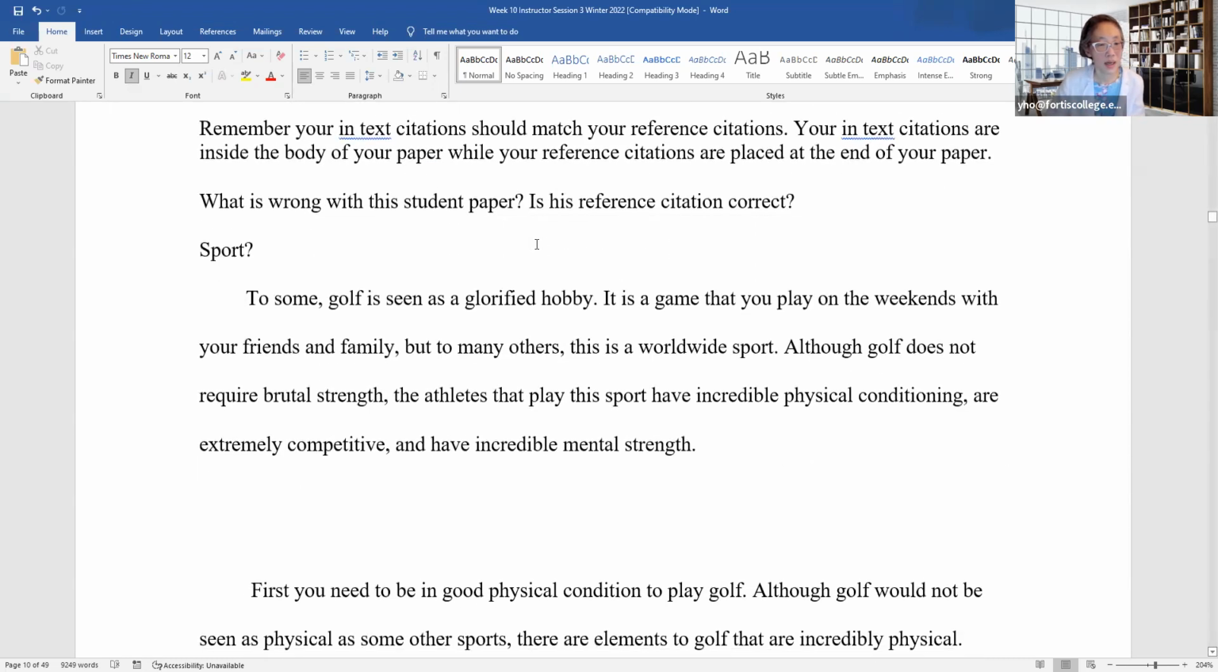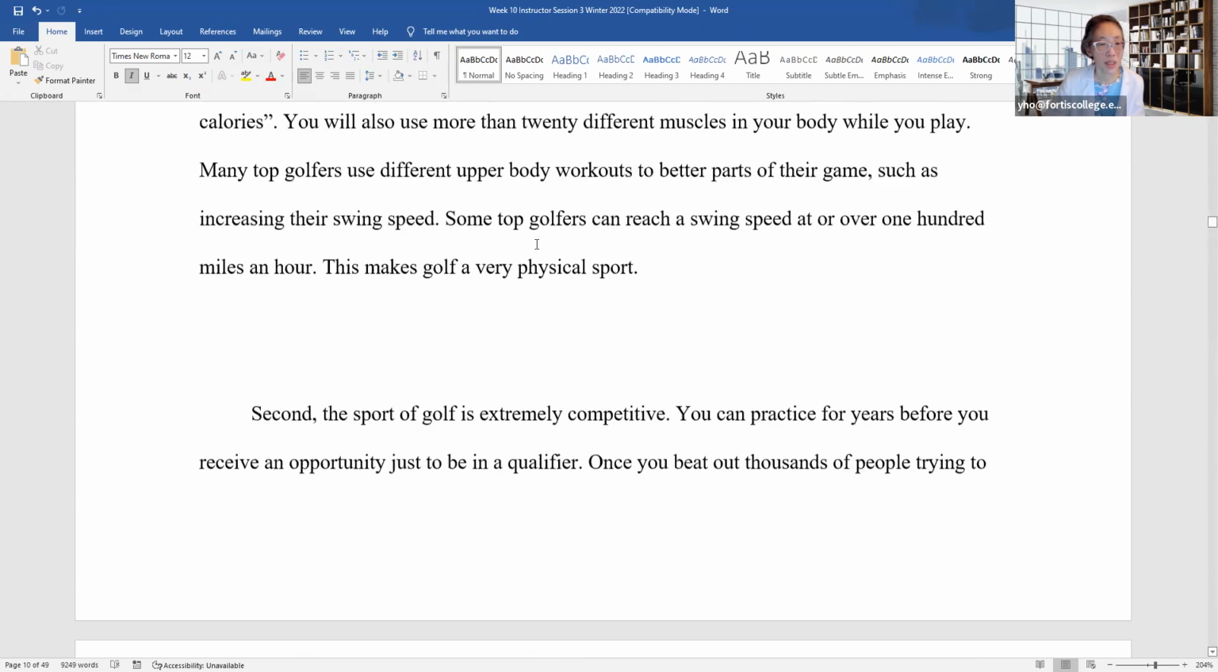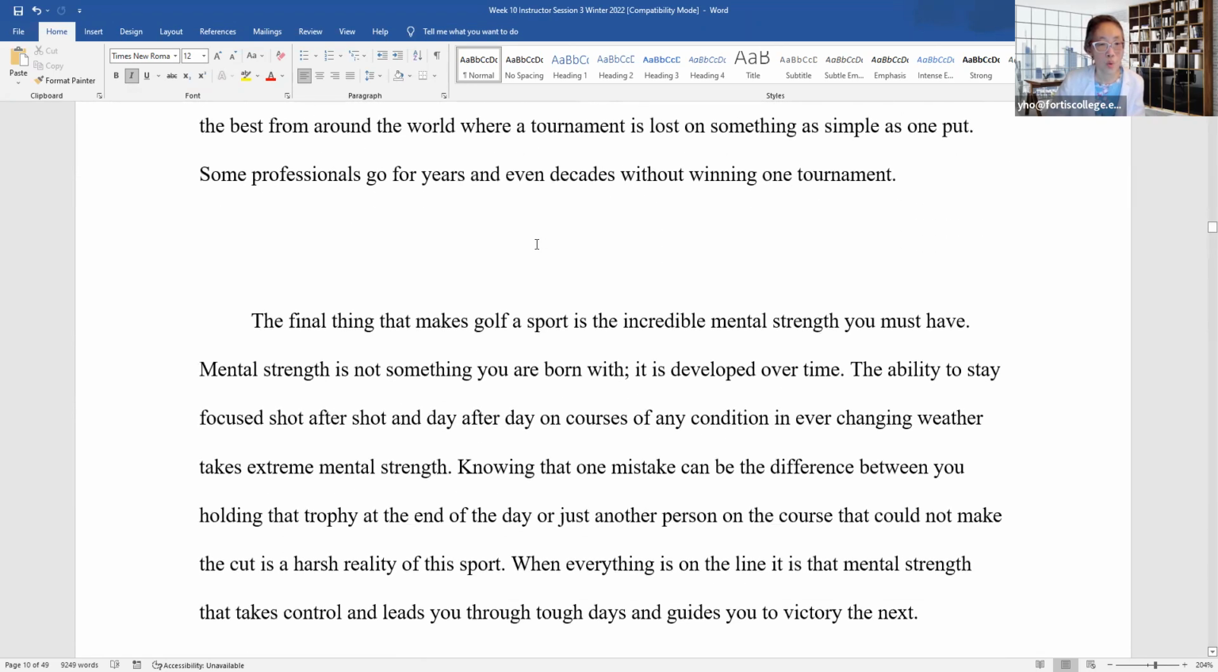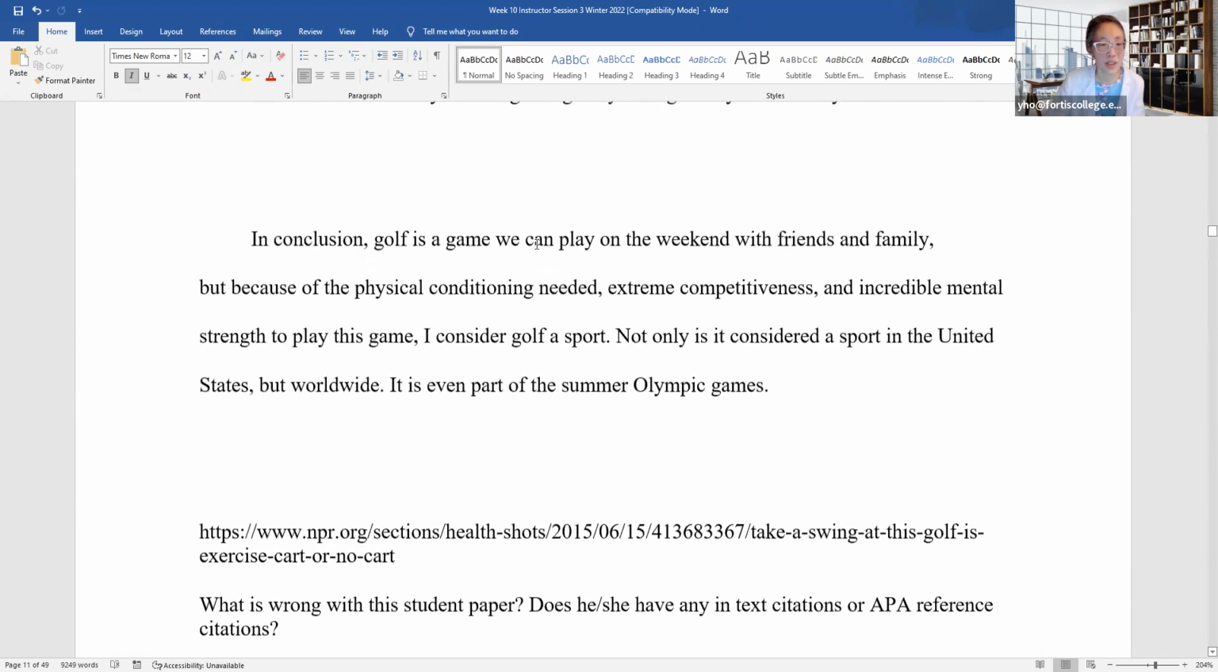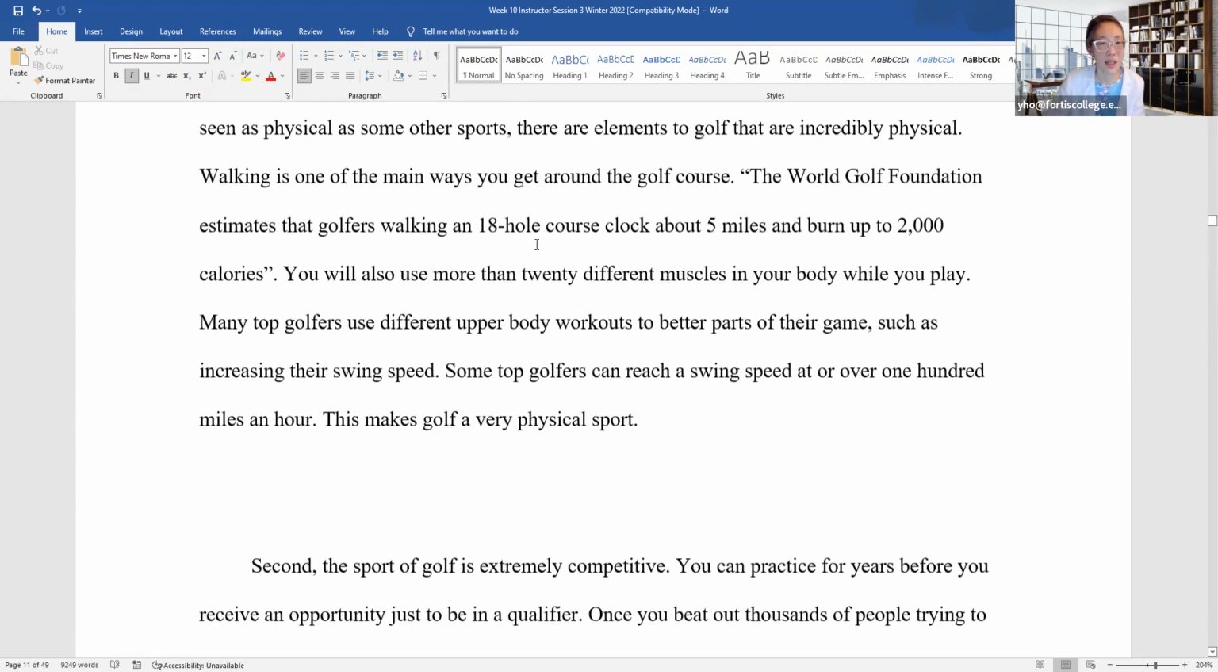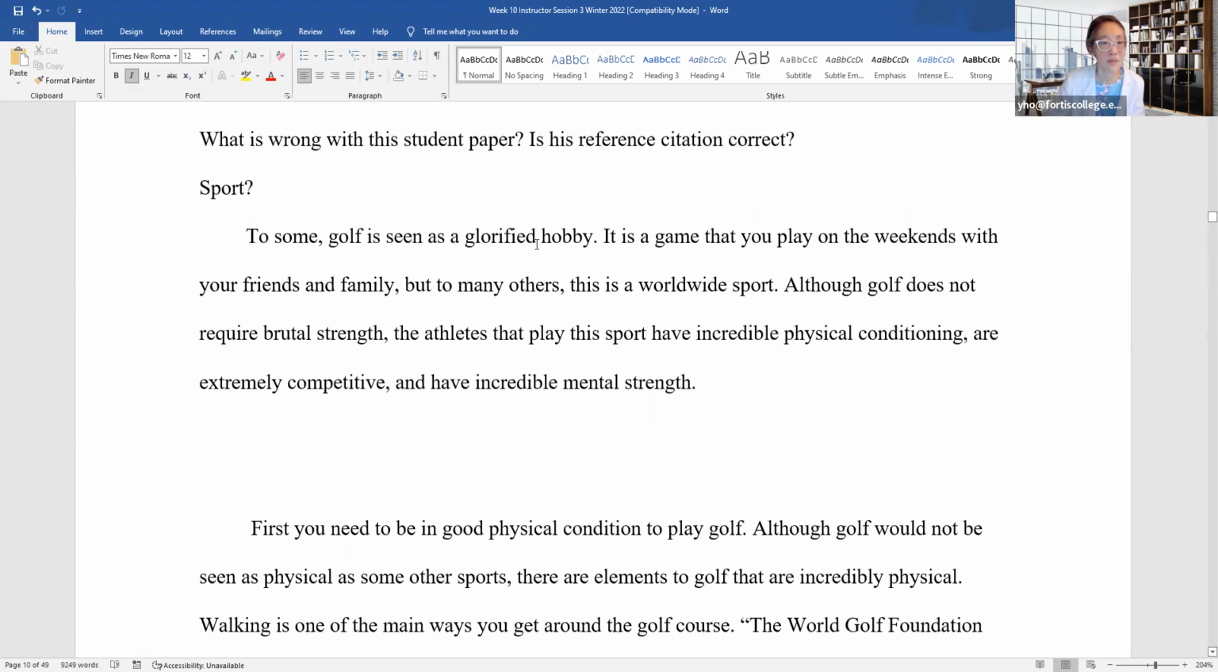Here is someone's paper. We're not going to read it, but we're going to ask the question, where are his in-text citations? Does this person have any in-text citations to speak of? "To some, golf is seen as a glorified hobby. It is a game that you play on the weekends with your friends and family. But to many others, this is a worldwide sport. Although golf does not require brutal strength, the athletes that play this sport have incredible physical conditioning, are extremely competitive, and have incredible mental strength."